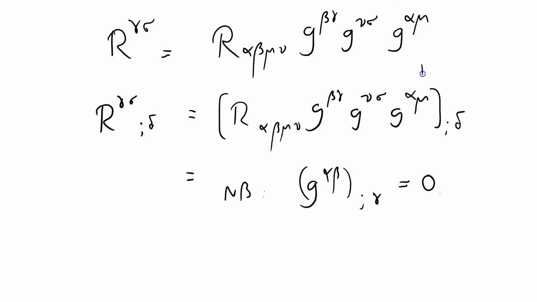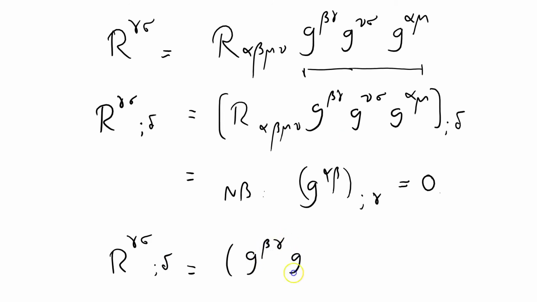So what that means is that these guys here commute past the differentiation. So I can say, just writing out the left-hand side again, semicolon delta equals G. I'm just going to copy these G's. I'm going to take them out of the bracket. Nu sigma G alpha mu times R alpha beta mu nu semicolon delta.